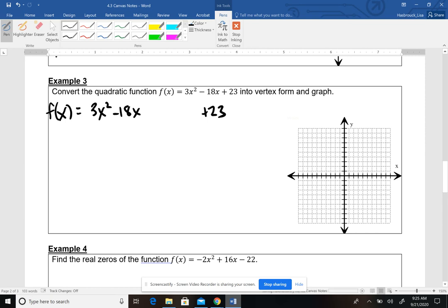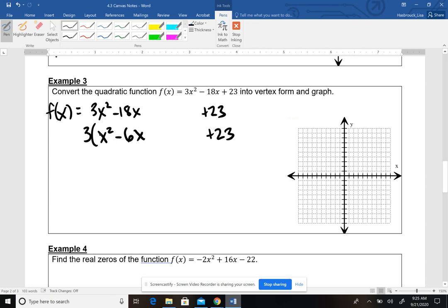Now before we can take that middle term, divide it by 2 and square it, we have to get rid of this 3 in front of the x squared. So I need to factor a 3 out of these first two terms. If I do that, I get x squared minus 6x. Note, I factored the 3 only out of the first two terms. I have not done anything to this plus 23. It stays as is.